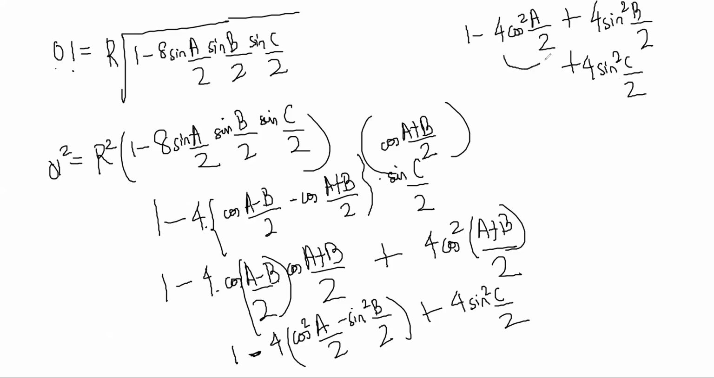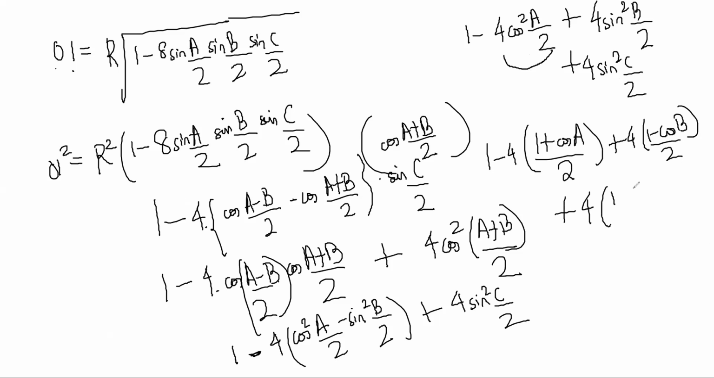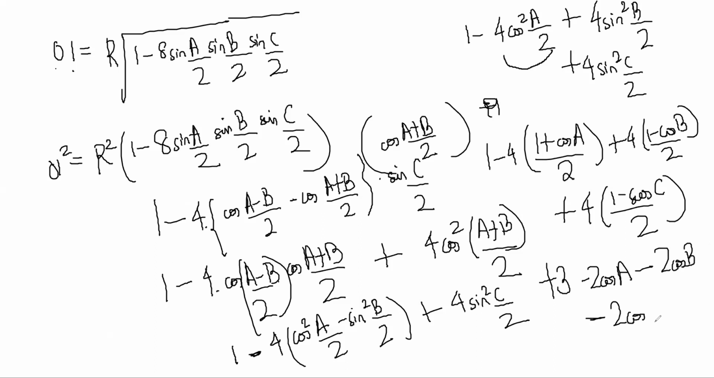And cos square A by 2 can be written as (1 plus cos A) by 2. 1 minus 4 times this, plus this can be written as (1 minus cos B) by 2, and this can be written as (1 minus cos C) by 2, right? So 1 minus 2, so minus 1, plus 2, so plus 1, plus 2, so plus 3 has come. Plus 3 minus 2 cos A minus 2 cos B minus 2 cos C.